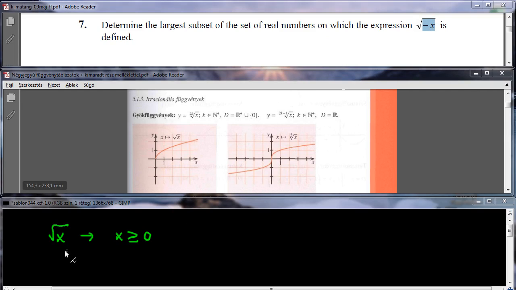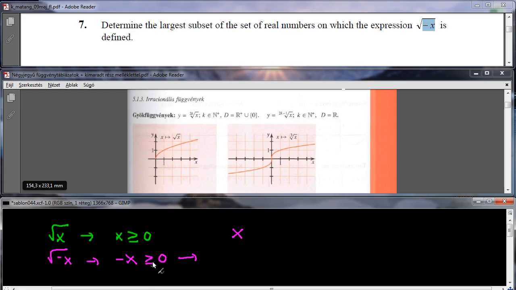What does that mean? If we examine square root of minus x, we have the same condition, but not for x, but for minus x. So it means that minus x has to be greater than or equal to 0. Okay, you got it? If we want to modify this inequality, then we can multiply both sides with -1. And if we multiply both sides with -1, we get x instead of minus x.